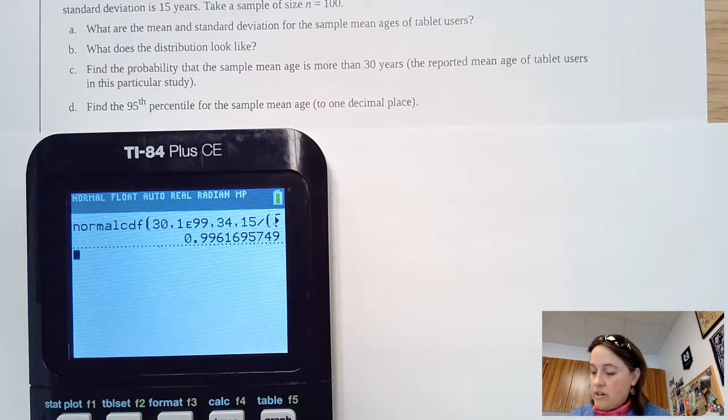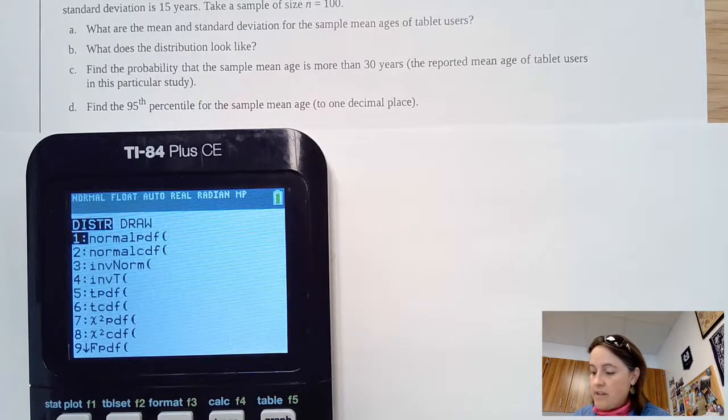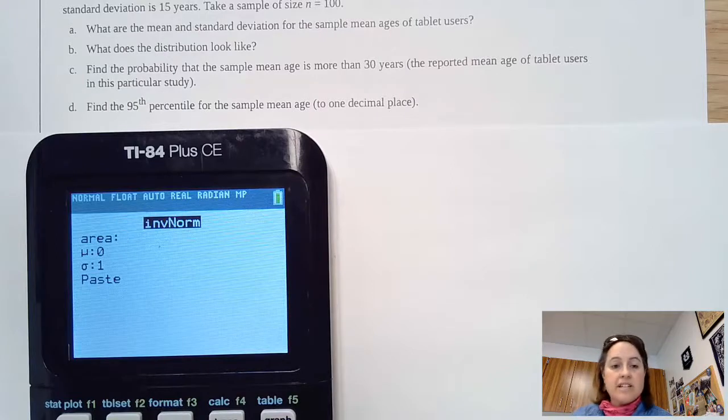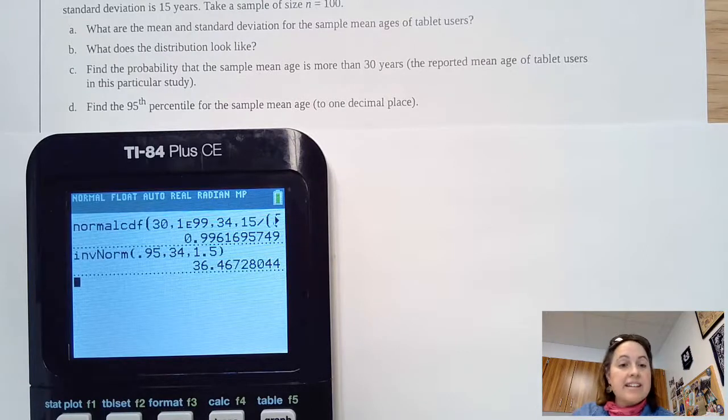All right, so now we're going to do the 95th percentile. So we're going to go to our distributions and then do the inverse so that we can find our percentile. So we enter that in as 0.95. And then our mean is 34. And our standard deviation is the 15 divided by the square root of 100. I don't want to make the same mistake I did last time, so I'm only going to put in the 1.5. And we get that the 95th percentile is 36.47.